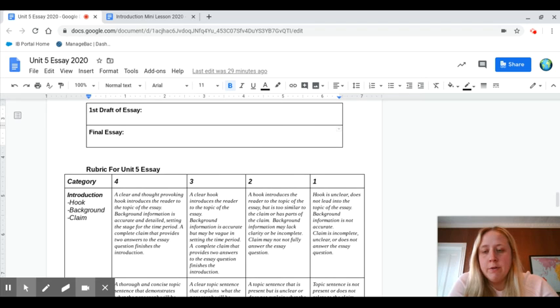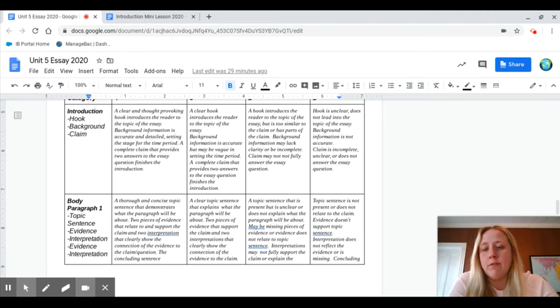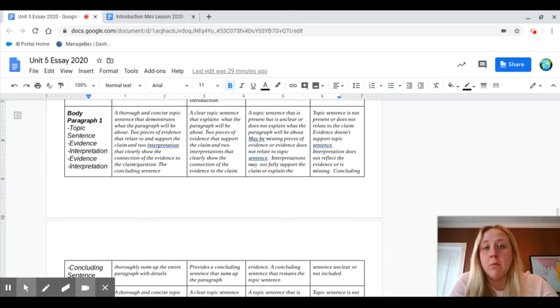At the bottom, you'll also see your rubric. Right, so it's similar to your ELA rubric. You're going to be graded out of 4 for each part of your essay. So your introduction, right, a clear, thought-provoking hook. Background information is accurate and detailed, setting the stage for the time period. A complete claim that provides 2 answers finishes the introduction. Your claim is like your thesis. Okay, same idea there. Then you have your body paragraph, which we'll look at more tomorrow.